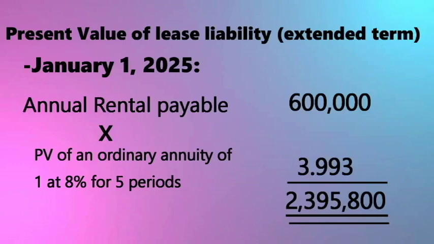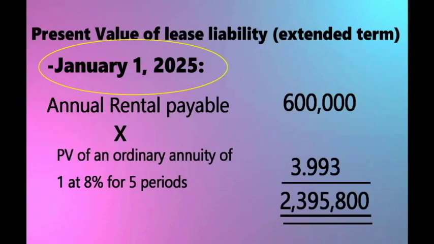Multiply by present value of an ordinary annuity of 1 at 8% for 5 periods. So, 5 periods since 5 years yung dagdag na extension for the lease. So, 600,000 times 3.993 is equal to 2,395,800. So, as of January 1, 2025, meron tayong present value na 2,395,800. So, nakuha na natin yung present value as of January 1, 2025.